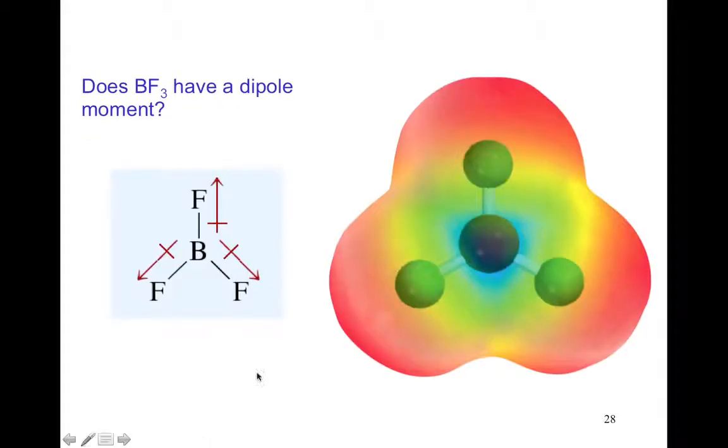So let's look at another one. We looked at boron trifluoride last time. We drew it, we said it was symmetrical, it should be non-polar. That's where we left off, and we were right. All the arrows face away from each other. It is pretty symmetrical, and you can see that the electron distribution around it is pretty even. So that would be nonpolar.